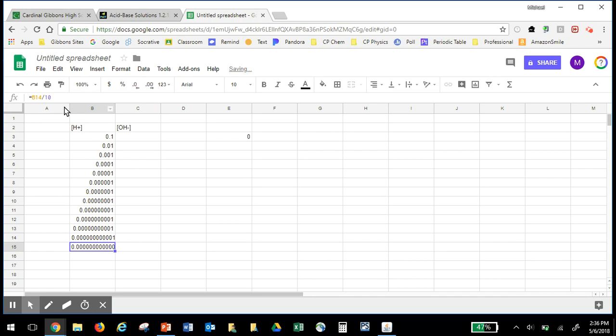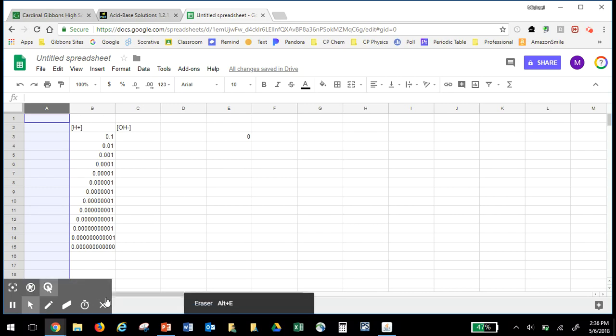I think I've gone too far, but anyway, this does not work with Screencastify very well. Interesting. All right, so then, hopefully I'm still recording.